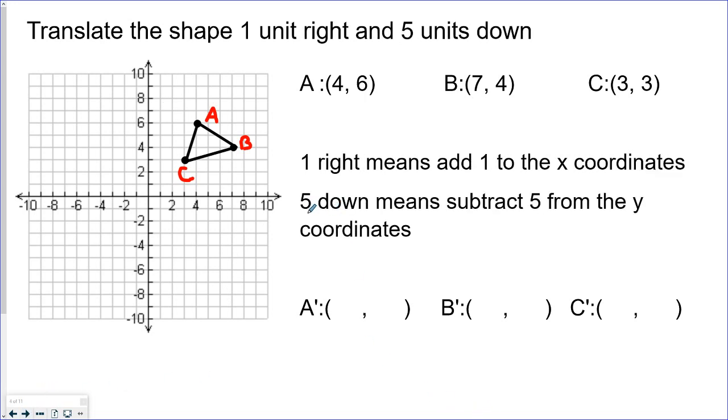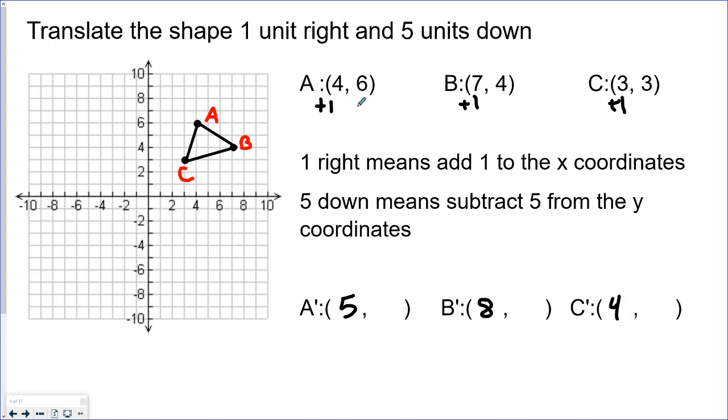Again, doing the negative ones is the same way. 1 right means add 1 to all my x values. So I'm just going to do that right away. Add 1, add 1, add 1. So 4 plus 1 is 5. 7 plus 1 is 8. 3 plus 1 is 4.